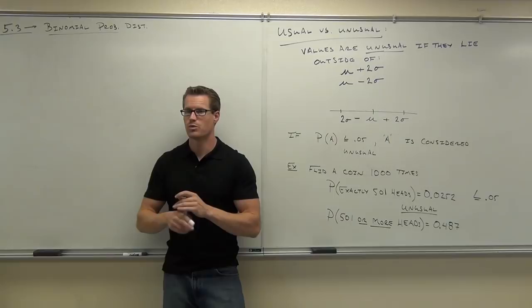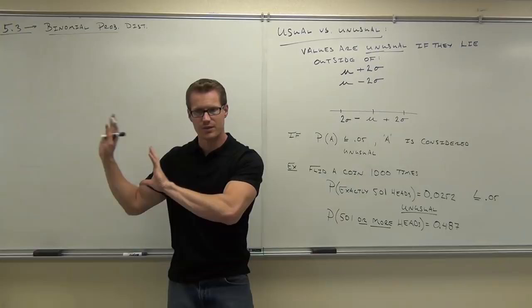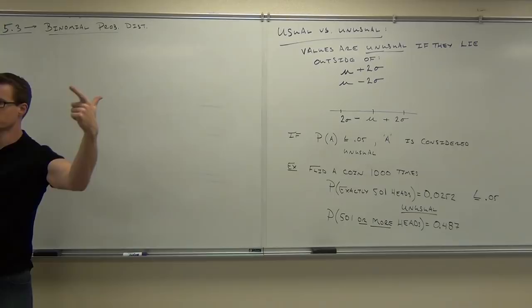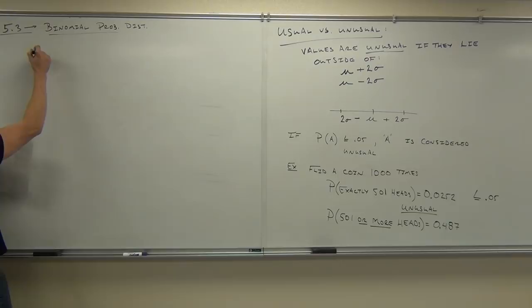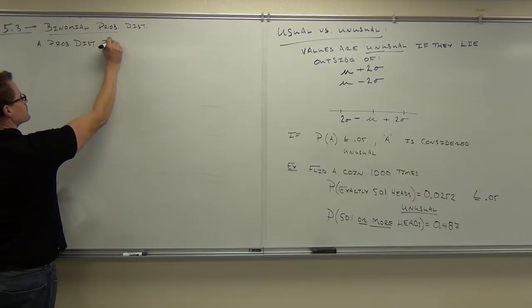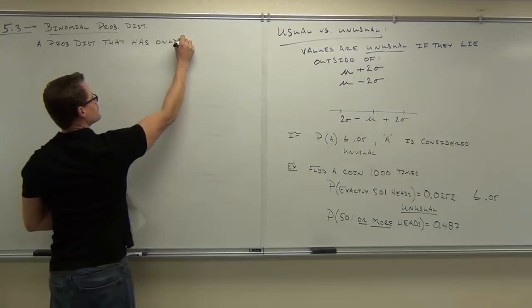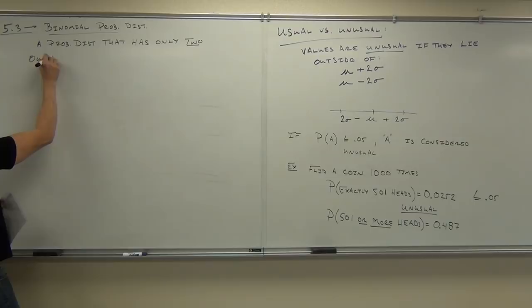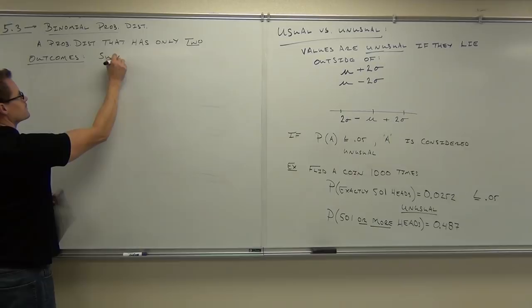Nudge your head if you're with me. Okay, so that's what this means. We categorize our two outcomes as a success or a failure. That way there's only two of them, binomial. So it's a type of probability distribution where there are only two outcomes. Success and failure.